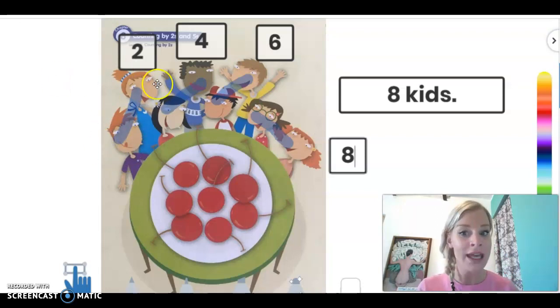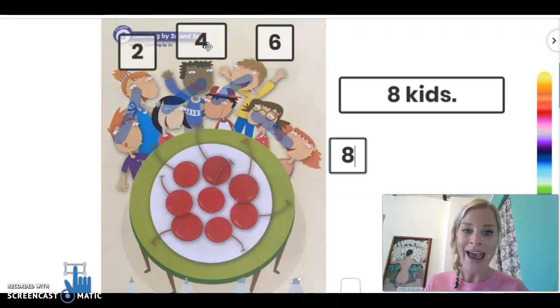I'm counting 2 kids, so I just get to say 2. And then I'm counting 2 more kids, which means now there are 4. And then I'm counting 2 more, which means now there are 6. And I'm counting 2 more, which means now there are 8.